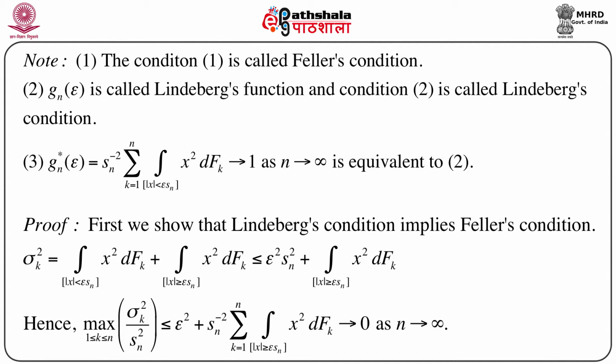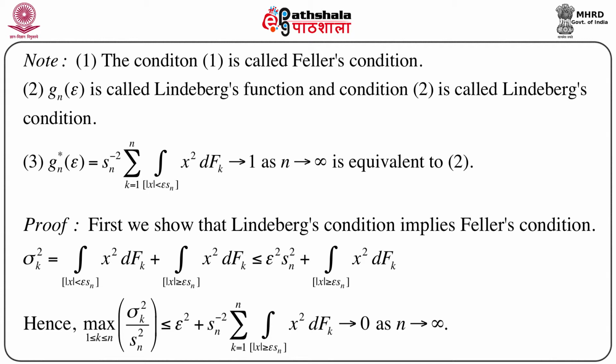So, let us consider the proof. First, we will show that Lindeberg's condition implies Feller's condition. Let us start with sigma square. As we know, sigma k square, which is the variance of xk, always plays a very important role in most of the central limit theorems. So, sigma k square equals the integration of x square with respect to dFk, because the expectation of xk is 0 for every k, which we have assumed.